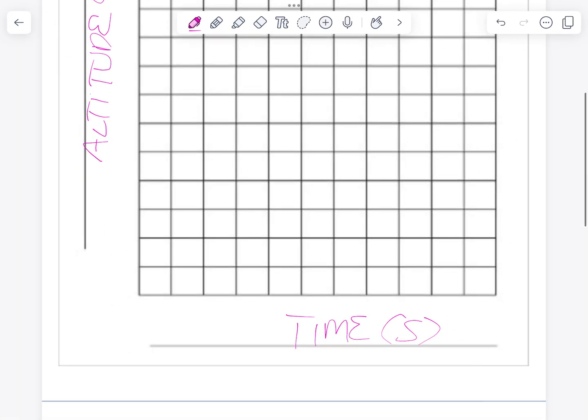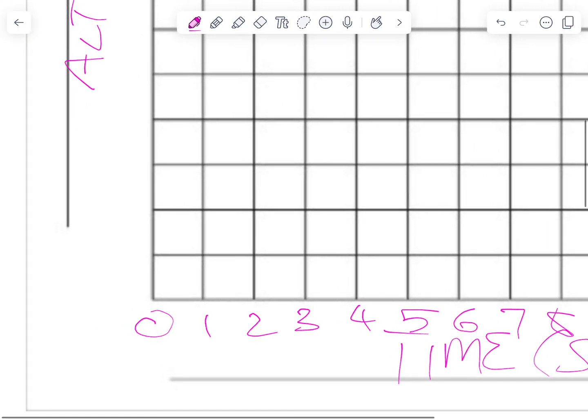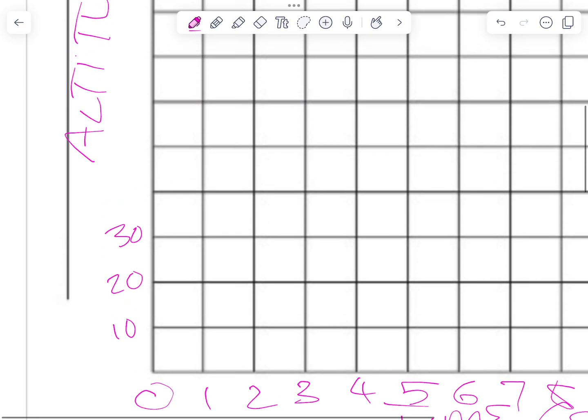First of all, I need to label my increments. Time for my period 3 example is going to go no higher than about 8 seconds, so I don't need to go that high down here on the x-axis. I start at the origin, 1, 2, 3, 4, 5, 6, 7, 8 seconds. Altitude, again, I don't need to go any higher than 100 meters, so I'm going to go by 10: 10, 20, 30, and so on, right?